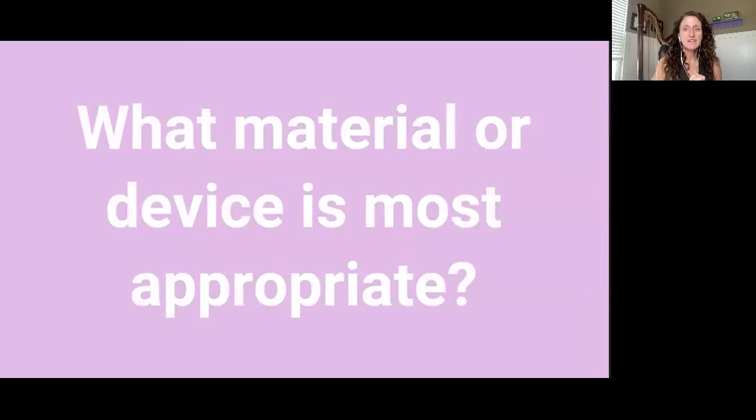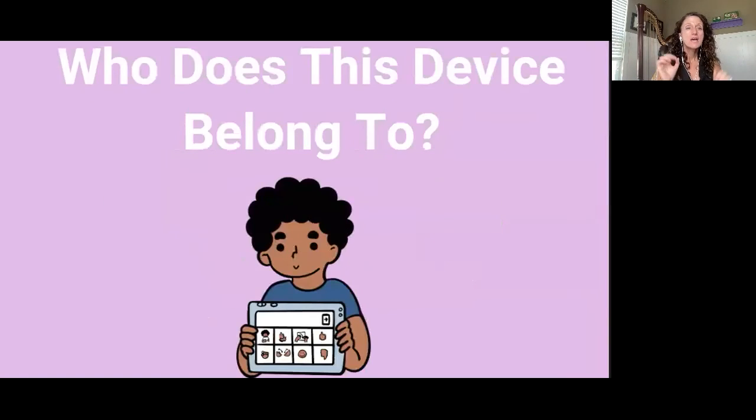What materials or devices are most appropriate? So this goes back to that idea of feature matching. And so what are my clients' needs? What are their strengths? And what device or access method is going to be best for them to access the language system and the entire device for your student?